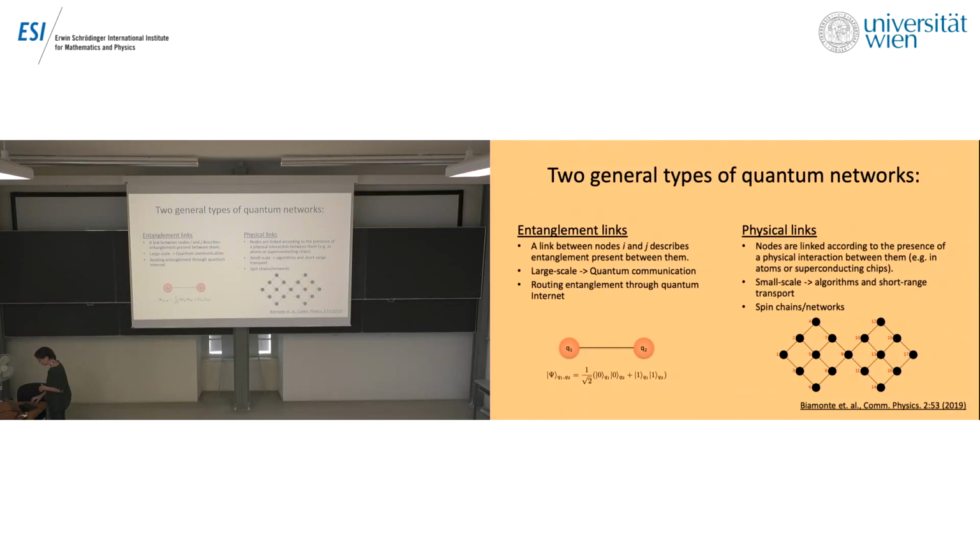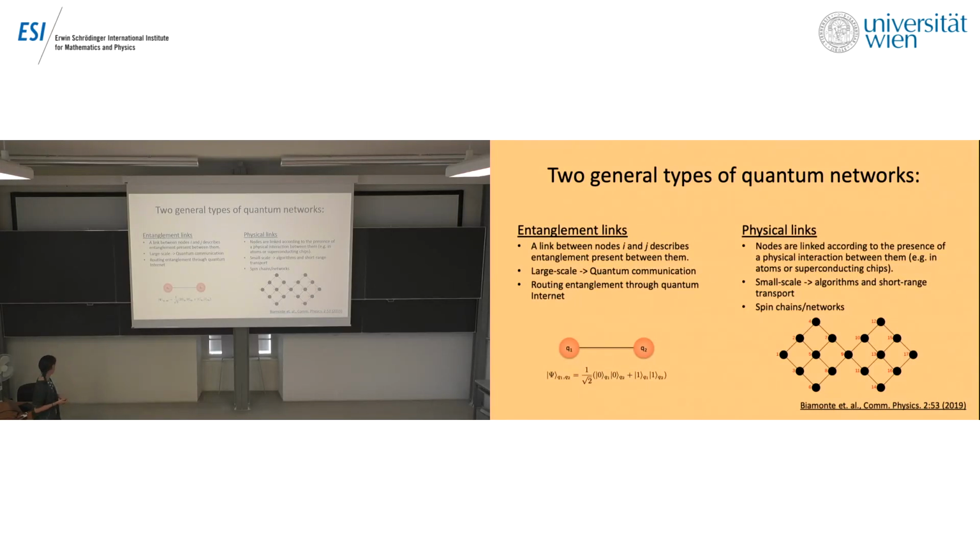So for instance, in this case, we draw a link between qubit 1 and qubit 2, representing that we have a Bell pair between these two. The other way of representing a quantum network is by showing the links as real physical links. So the links exist according to the presence or absence of a physical interaction between the qubits, or atoms, whatever you want. That's typically used for short-range quantum transport or to perform some quantum algorithm in, for instance, quantum chips, such as superconducting chips.